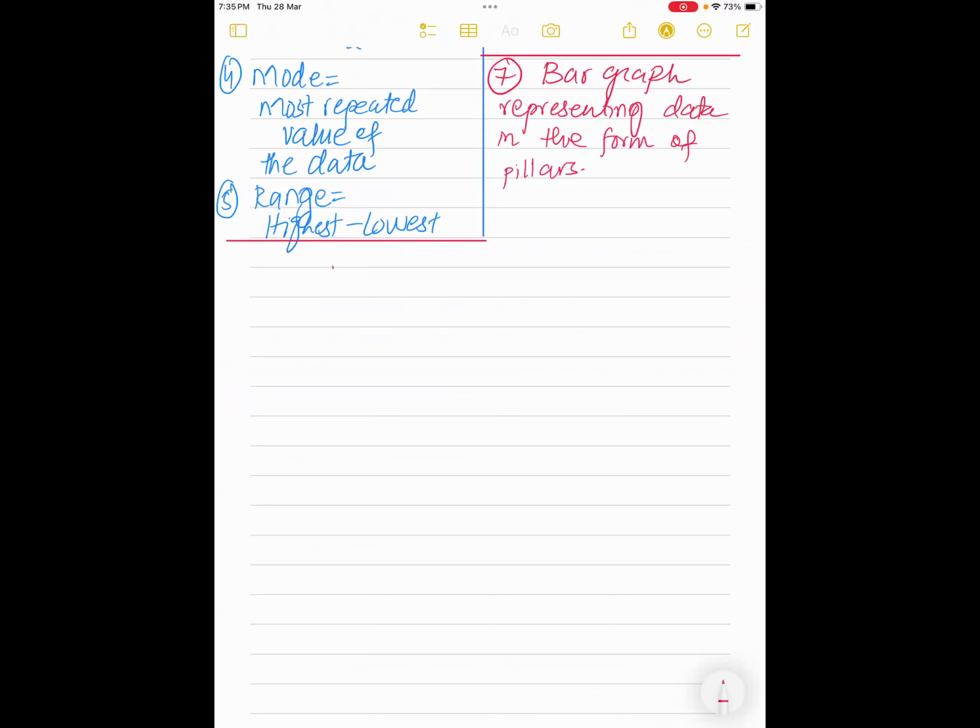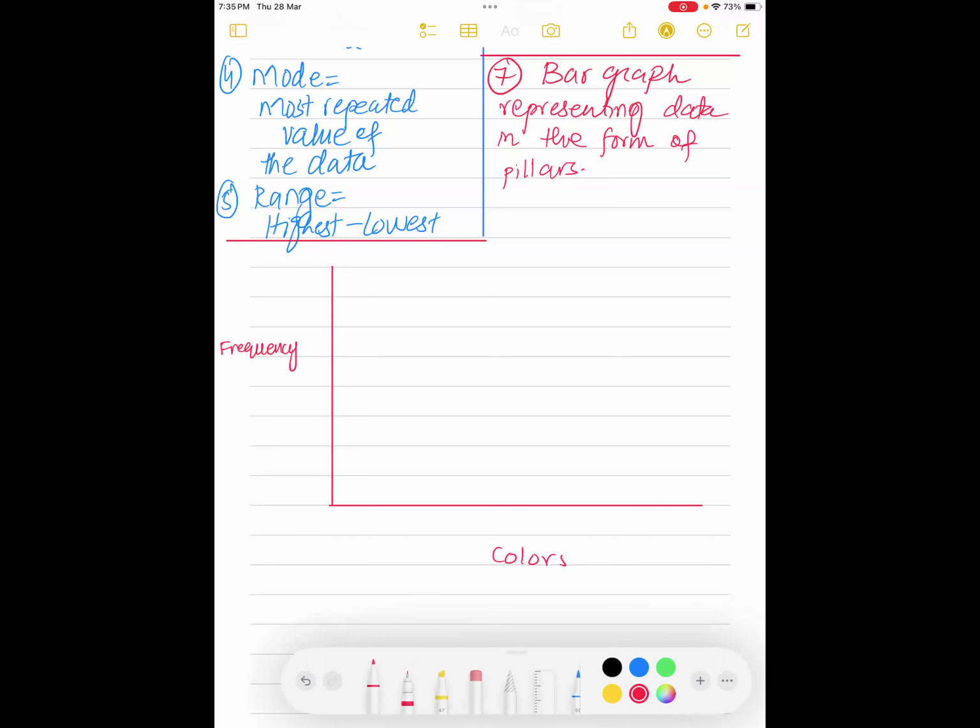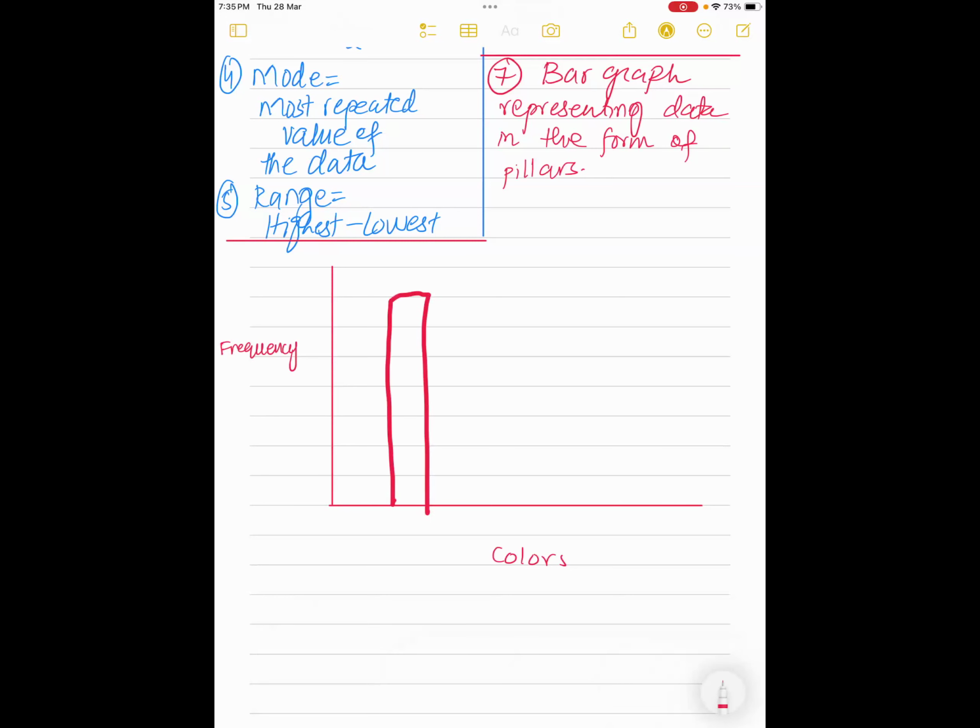What we have in a bar graph are two things, like for example, this one and this one. Let me say that this represents colors and this represents frequency. We have different pillars of different sizes. For example, this is the pillar, this is the pillar, this is the pillar. You need to understand one thing, that these pillars are of the same width. Is this clear?